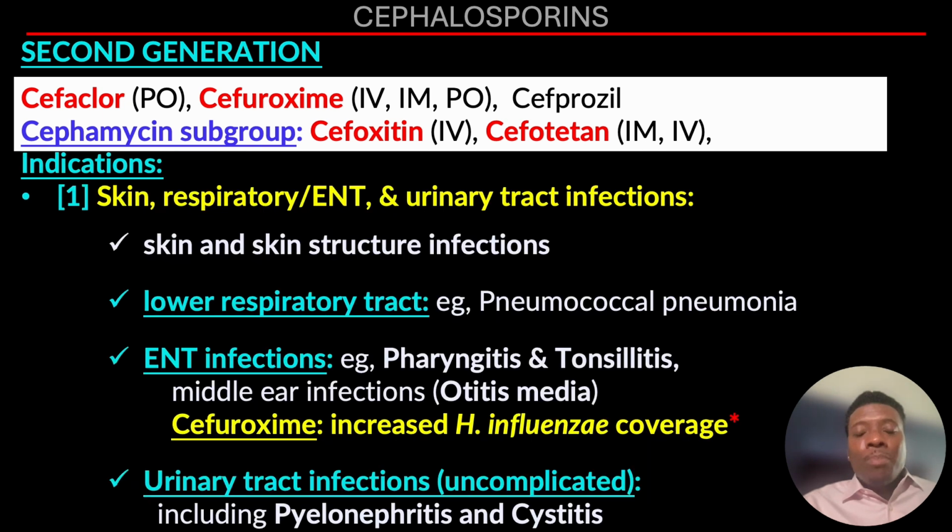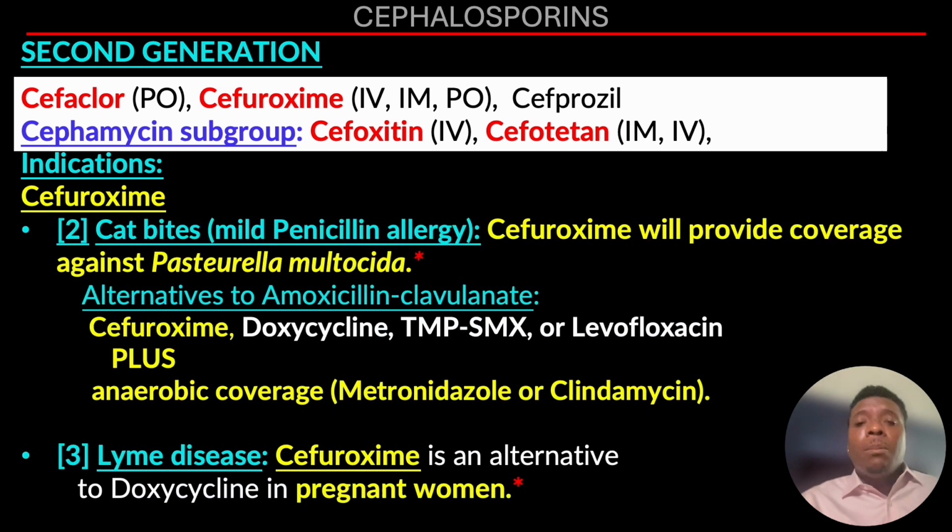Because it has pretty great gram-negative coverage and some gram-positive coverage, they're great for skin, respiratory, ENT, and urinary tract infections. Cefuroxime, in addition to having H. flu coverage, also covers Pasteurella multocida, which is the most common organism associated with cat bites.